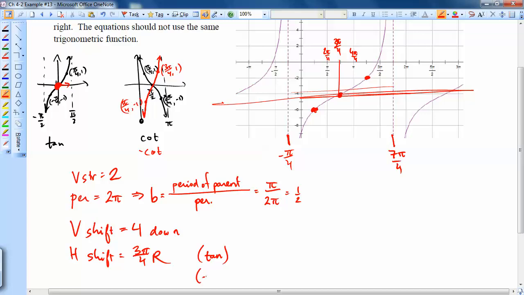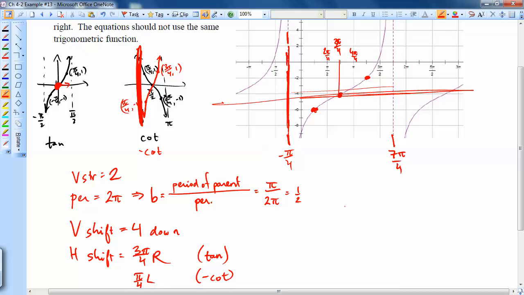Or, now the cotangent graph usually has an asymptote right here, the negative cotangent graph. Whereas the one that's in this picture has an asymptote at negative pi over 4. So if I take this asymptote that was at 0 and I move it to here at negative pi over 4, then I'm set. So that would be pi over 4 units left to get the negative cotangent graph.